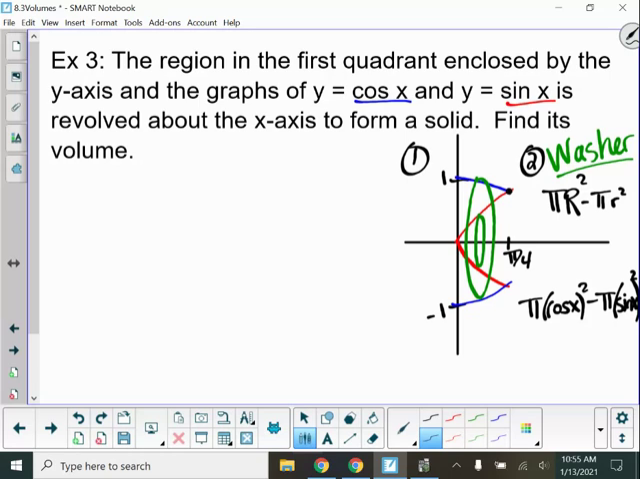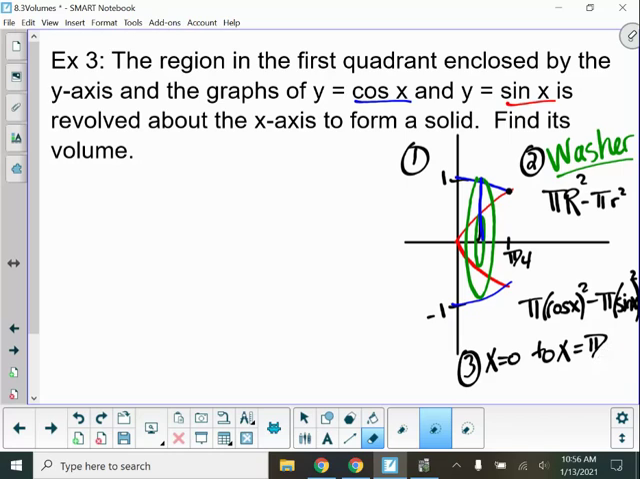And then the little one is sine. You know, it kind of ran out of space there. Hopefully you can still read that. So the inside one has sine as its radius, and then the outside one is going to have cosine as its radius. My bounds then for number 3 are going to go from x equals 0 to pi over 4. And that's what I'm going to be integrating.